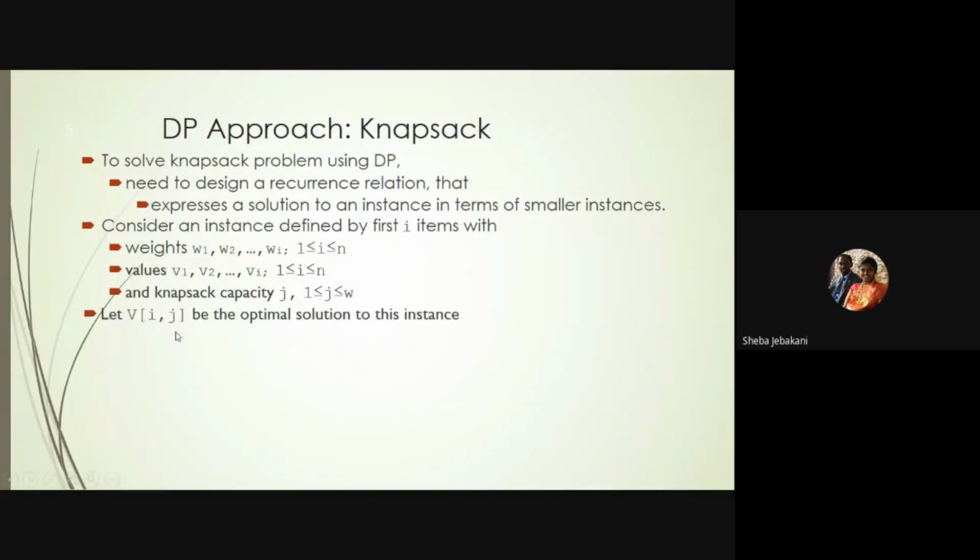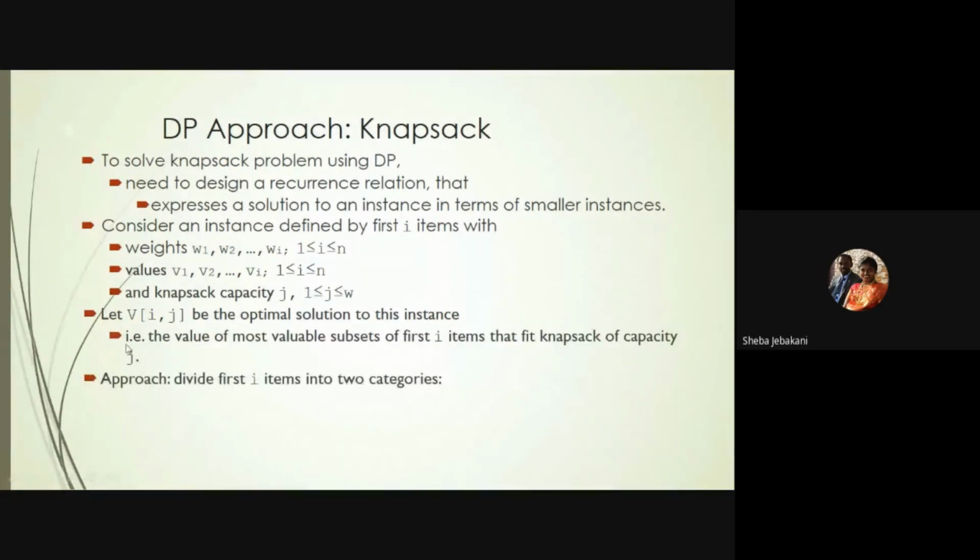So the optimal solution will be present at the position V of I comma J. I is the ith element. Till the ith element, all the elements have been checked whether they can be chosen or not. And J is the capacity that we are trying to take at that particular instance. The approach we are going to take is to divide the first I items into two categories. The first category will be those that don't include the ith item, and the second category will be those that do.